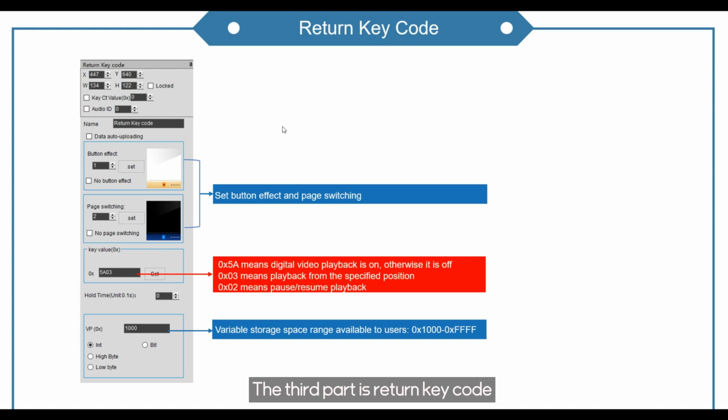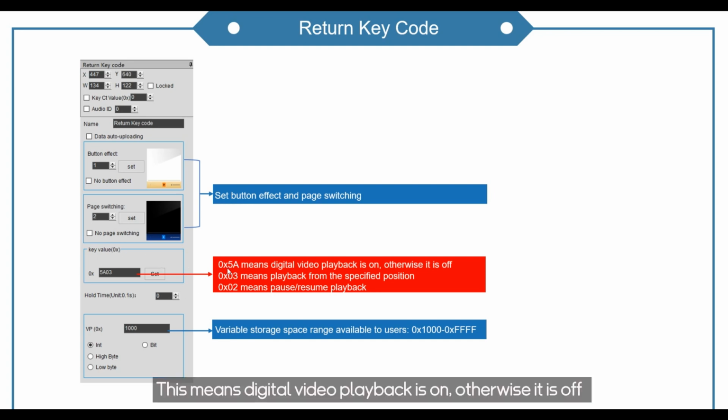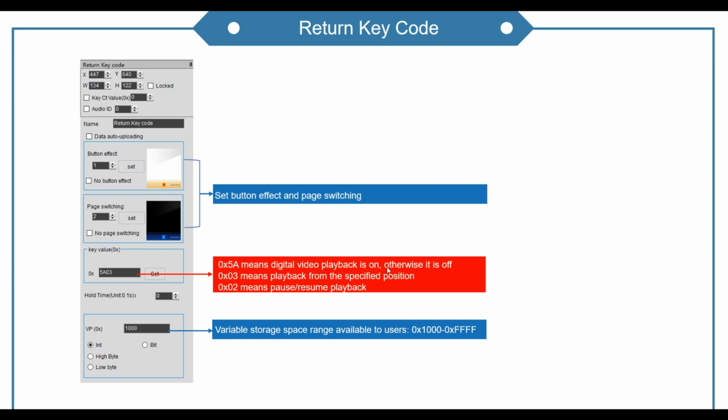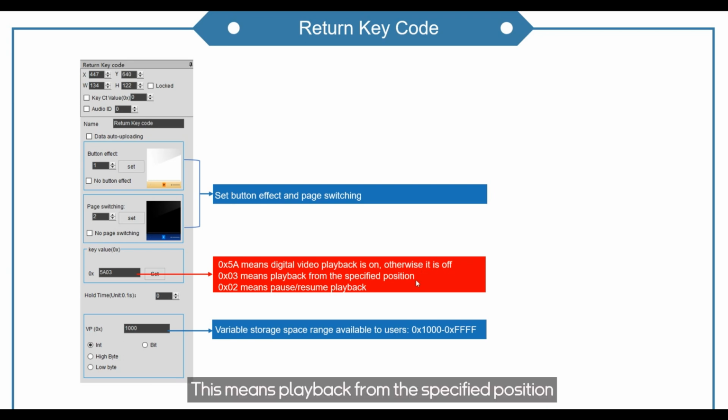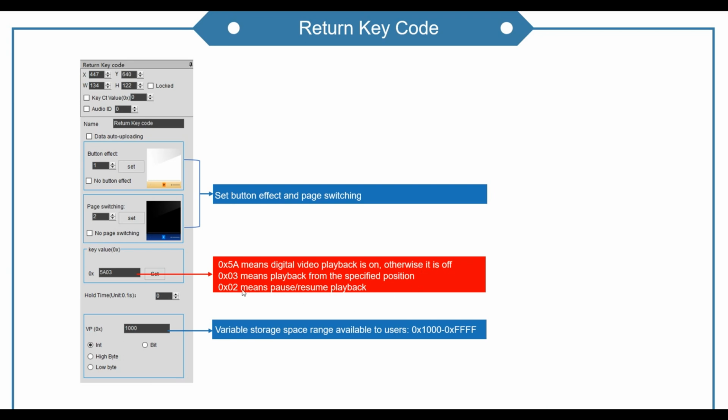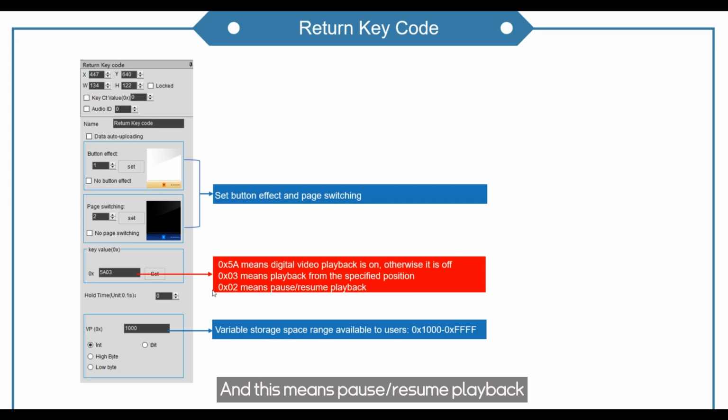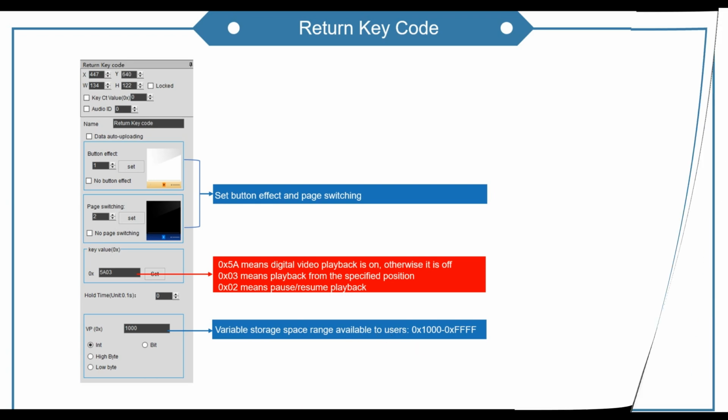The third part is return key code. Set button effect and page switching. This means digital video playback is on, otherwise it is off. This means playback from the specified position. And this means pause, resume playback. It is used on the third page. This is also variable storage space range available to users.